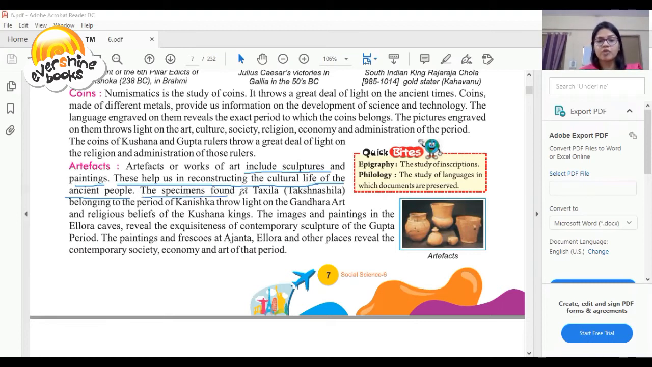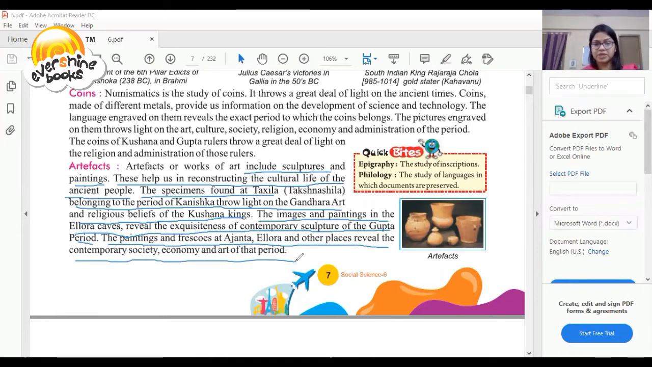The specimens found at Takshila belonging to the period of Kanishka throw light on Gandhara art and religious belief of the Kushans. The images and paintings in the Ellora caves reveal the exquisiteness of contemporary sculpture of the Gupta period. The paintings and sculptures at Ajanta, Ellora, and other places reveal the contemporary society, economy, and art of the period. So, this is all about artifacts.